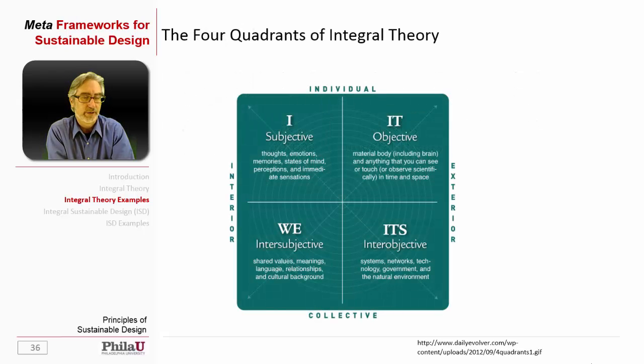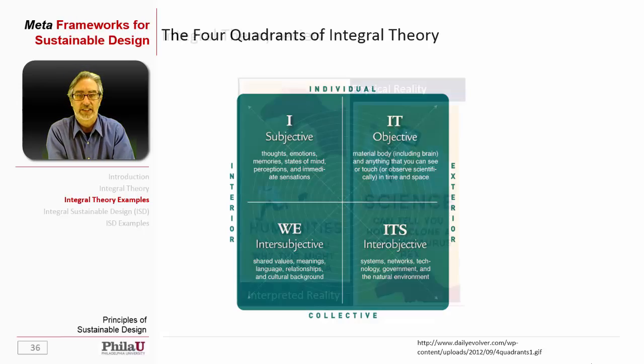As a reminder, here are the four quadrants: the I, it, we, and its, subjective and objective views of the world, individual and collective. And if you go online and do searches in Google, if that's what you choose, or Firefox, which is my favorite, you'll find that there are many, many versions of this diagram. And my book, if you were to happen to ever read it, has lots of these in here.